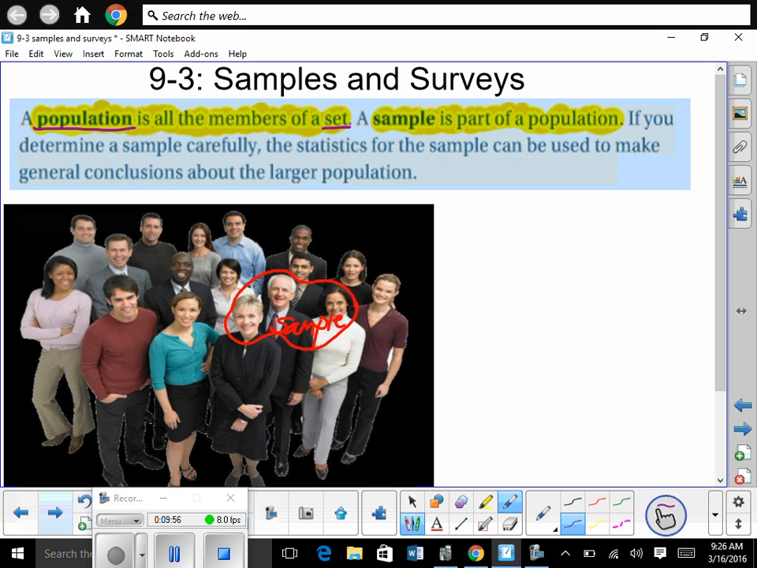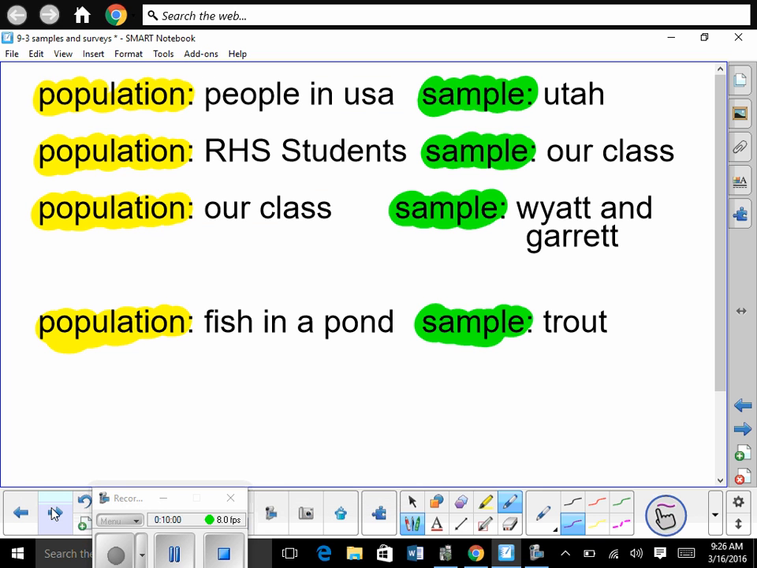Does everybody understand population versus sample? So here are some examples of populations and samples, just to get it straight in your head. Everything could be different. Here's an example of a population: people in the United States of America. A sample, a smaller piece, would be people in Utah. Does everybody see population versus sample? And then population, RHS students, that could be a population, and a sample would be, for example, our class. You're a smaller piece of the whole school, right?